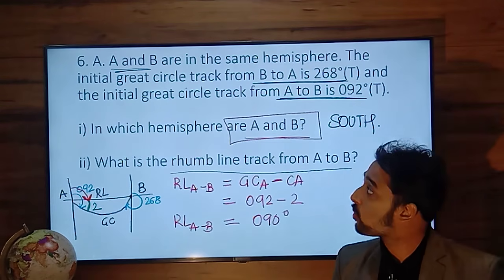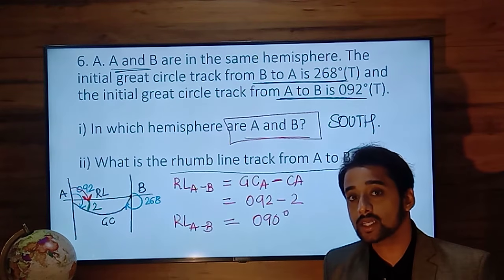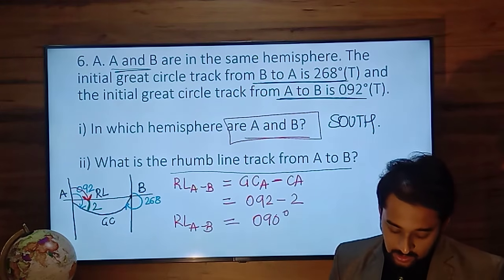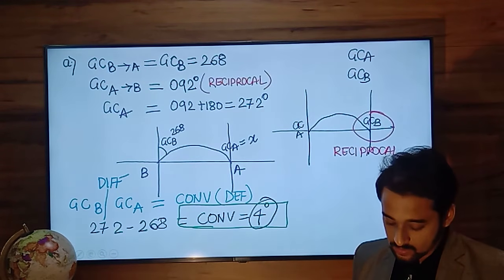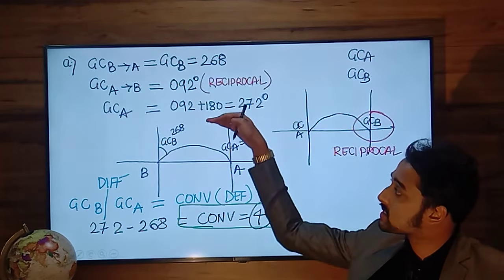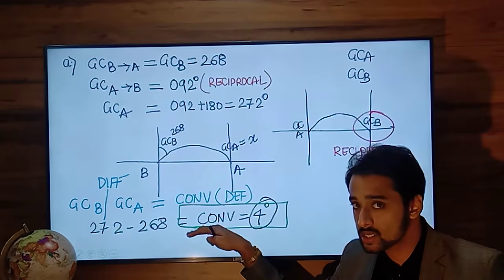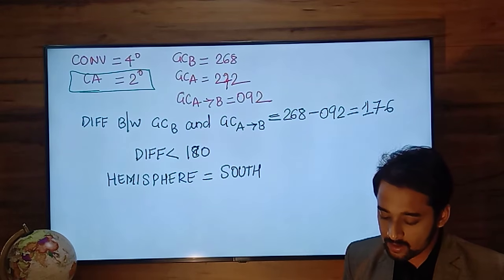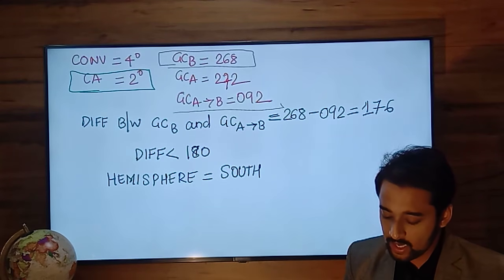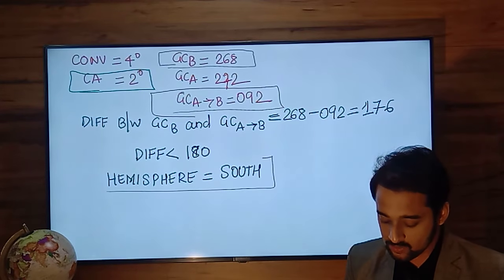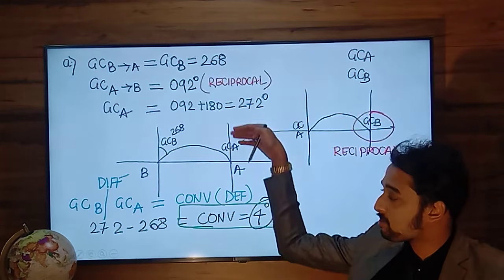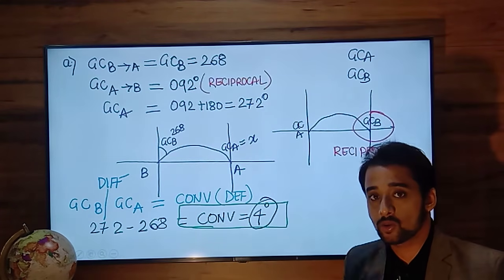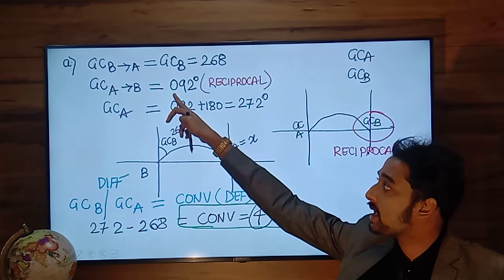So that means both points A and B, or locations A and B, are located at same latitude. Okay, so this is how you do it. Okay, so this part was not needed for this sum. Directly you could have just calculated the difference between great circle at B, which was given to you, and A to B, and you would have gotten the answer southern hemisphere. But I taught you this extra part so that if there are other sums that require this, you know what to do. Okay, so great circle A to B was given.